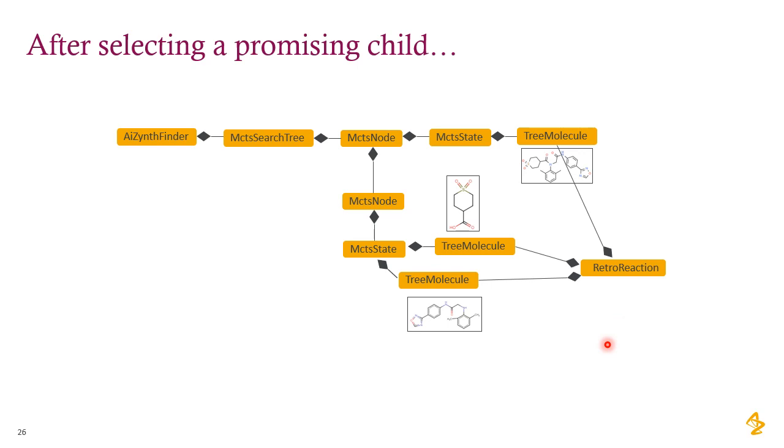So these are the objects in the search tree that we are currently expanding on, and through cycles of expansion and selection, we will add more and more of the nodes, the states, the tree molecules, until we reach a stop criteria.